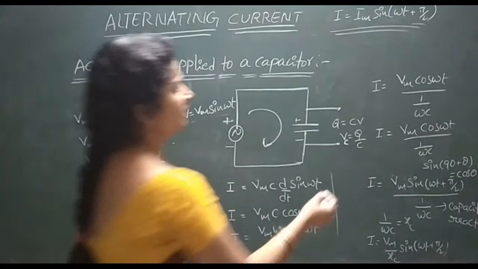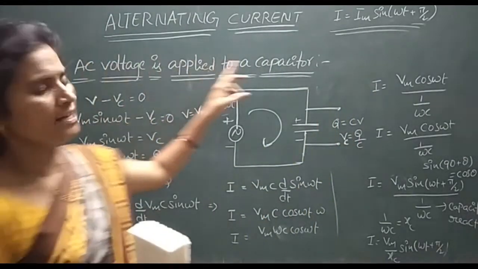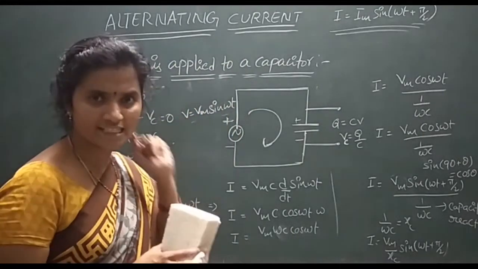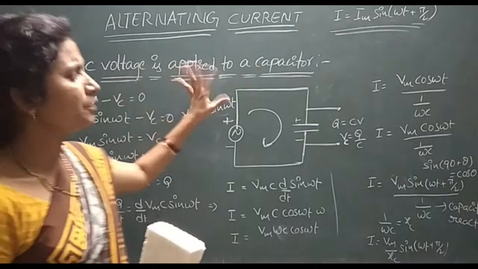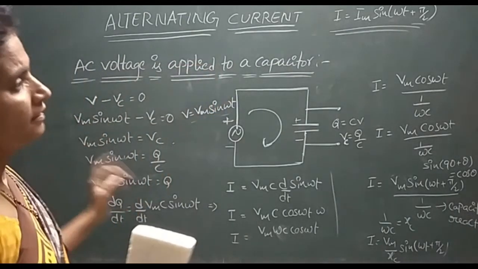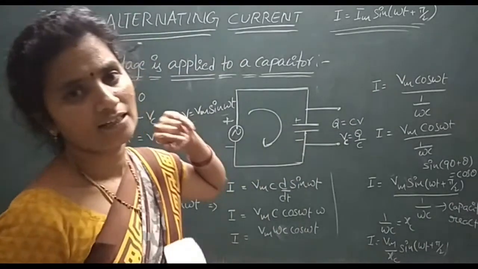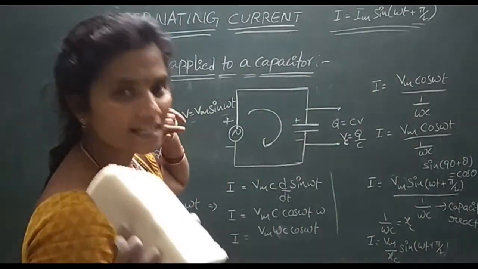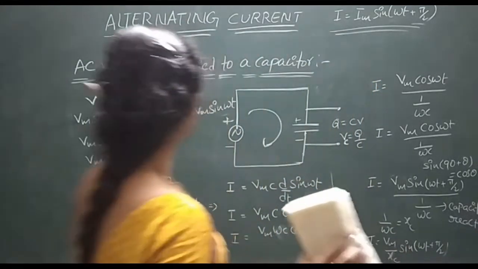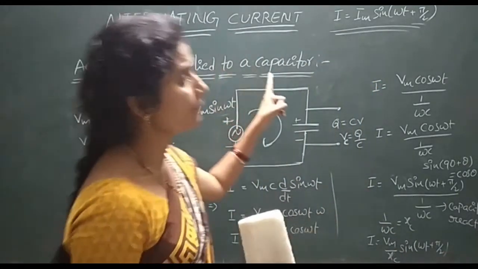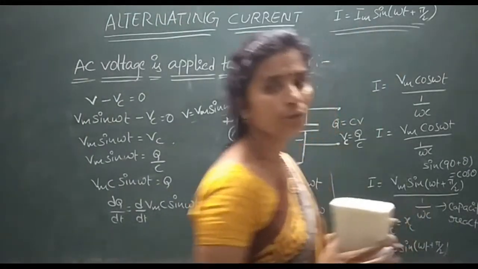So here, when the AC voltage is applied to a resistor, there is no phase change. And whenever the AC voltage is applied to an inductor, there is a phase change of pi by 2. The current lags the voltage by pi by 2 radians. Whenever the AC voltage is applied to a capacitor, the current leads the voltage by pi by 2 radians.